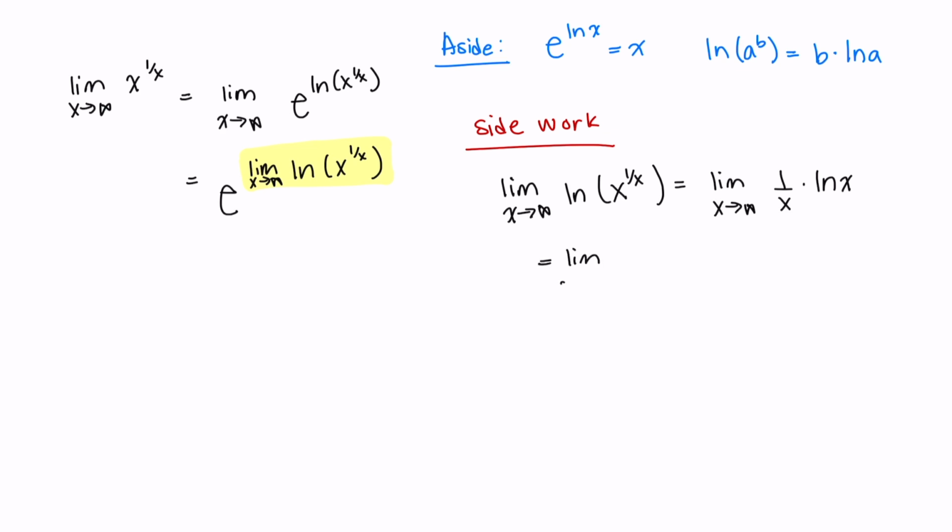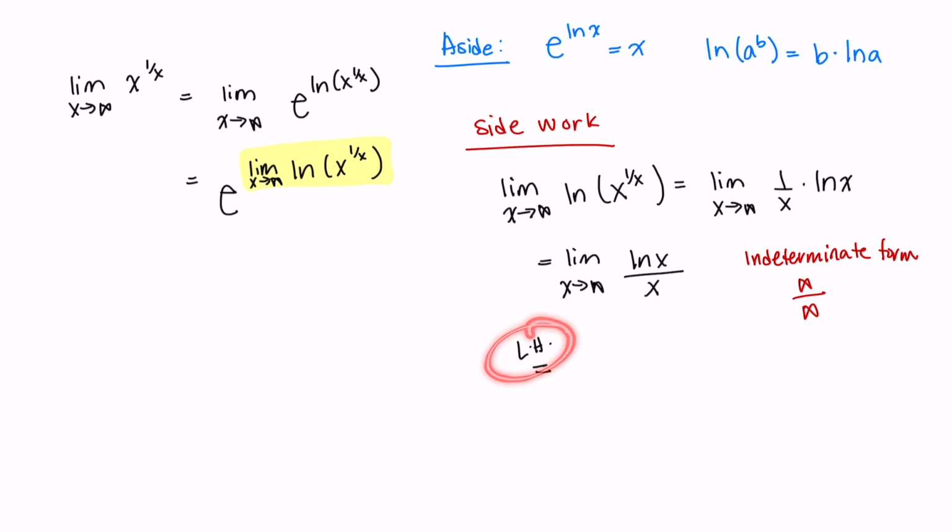This is the limit as x approaches infinity of the natural log of x over x. This here is an indeterminate form. As x approaches infinity, the natural log of x approaches infinity. As x approaches infinity, this denominator here also approaches infinity. So we have the form infinity over infinity, and we need to apply L'Hopital's rule. So I have the LH here indicating that I'm applying L'Hopital's rule.